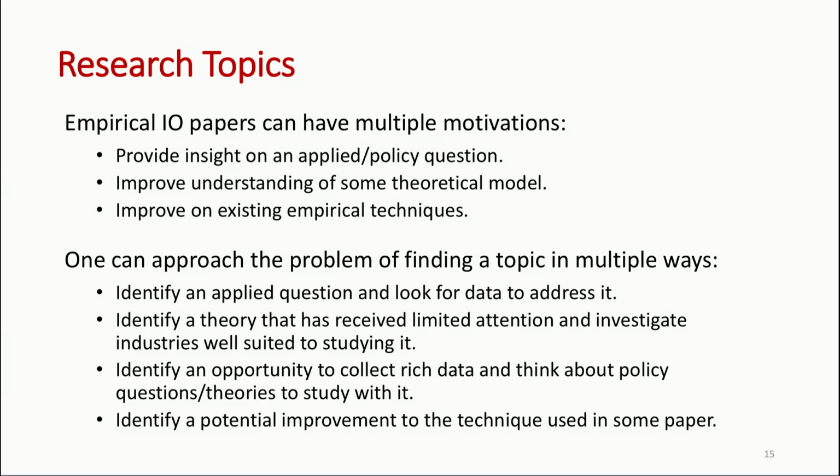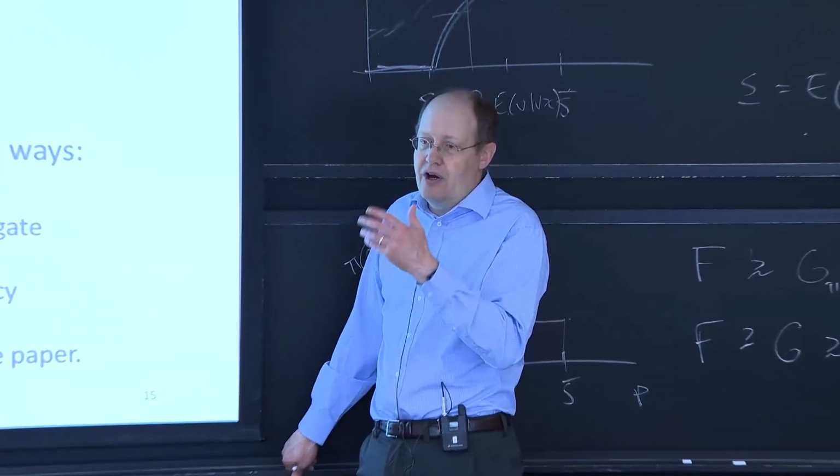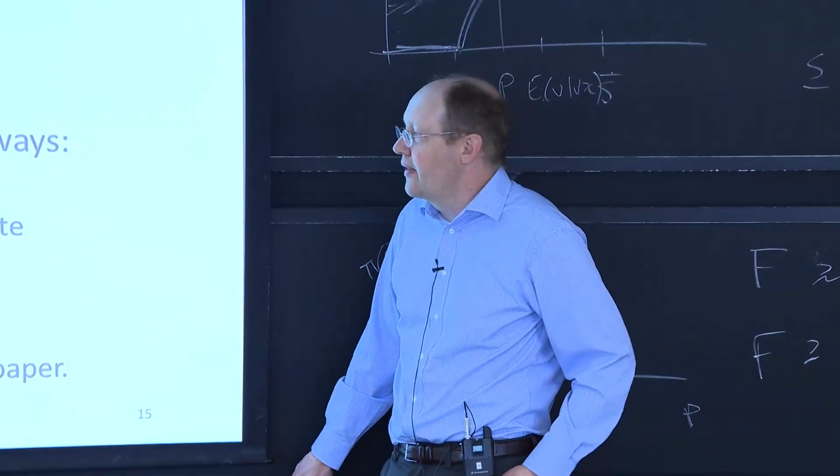The third thing you can do is an improvement on an existing empirical technique. If there are many previous papers trying to estimate empirical models of auctions, I have some better way to estimate an empirical model of an auction, and you try to find a data set to improve on that empirical technique.